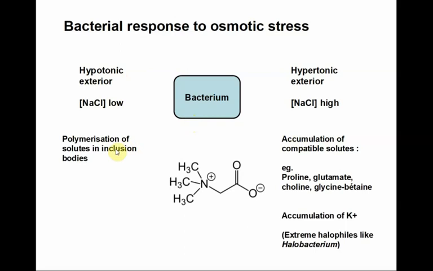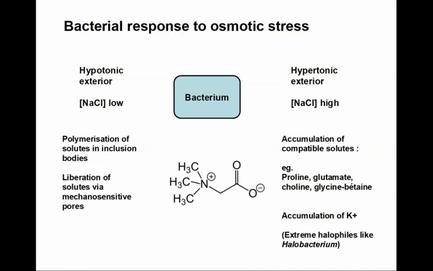So one of the things they can do is polymerize any small organic molecules that they have into inclusion bodies. So it's almost like the opposite of accumulating compatible solutes inside the cytosol. This time they're all going to be concentrated in the inclusion body, so they don't contribute to the osmotic pressure inside the bacterium. They'll all polymerize and they won't count so much for coordinating water molecules.